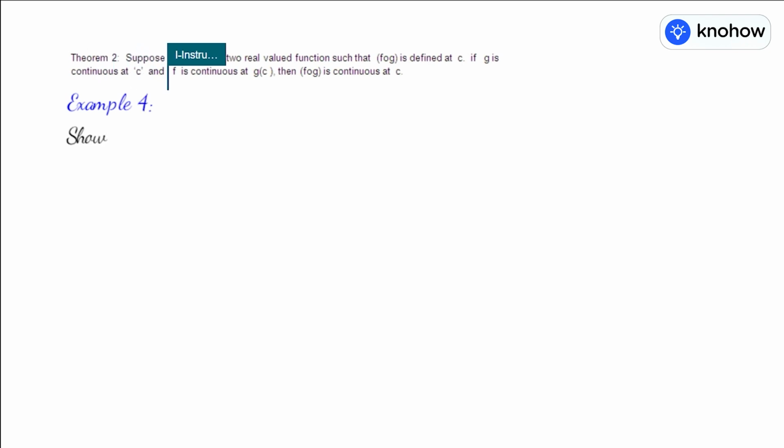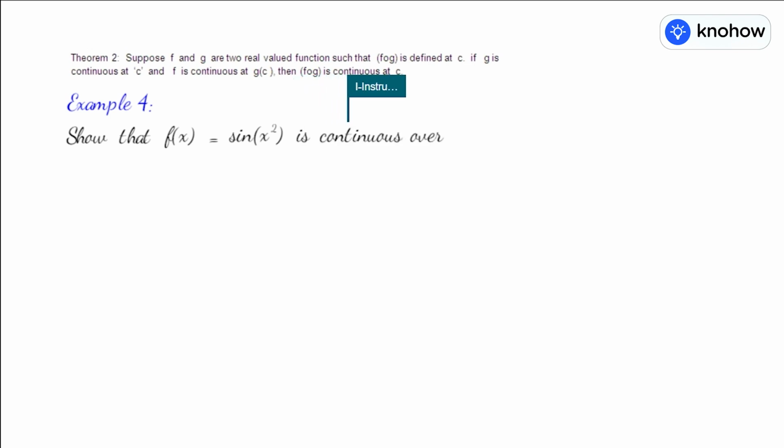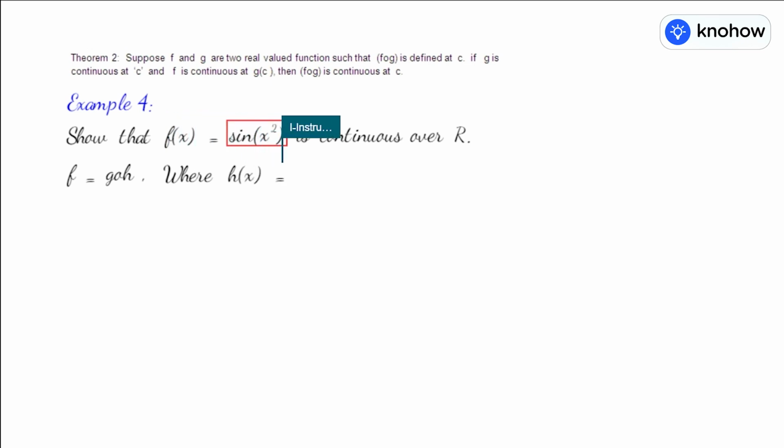What is the example? It says show that f(x) equals sine of x square, here the angle is x square, is continuous over R. It looks to be a very difficult question, but it is not. Let me rewrite sine of x square in the form of a composite function f equals goh, where h(x) is defined as x square and g(x) is defined as sine x.